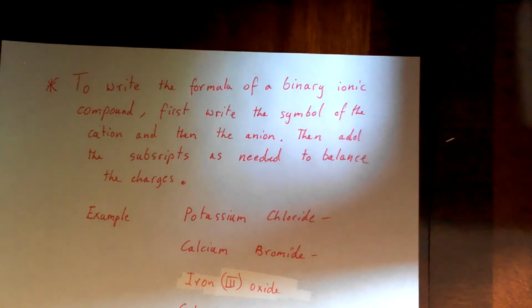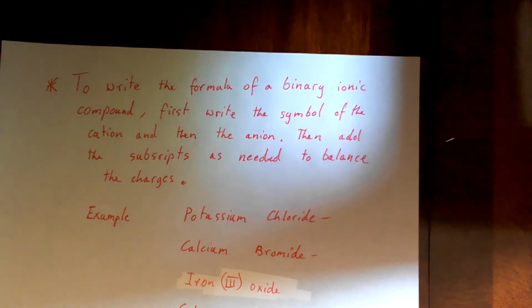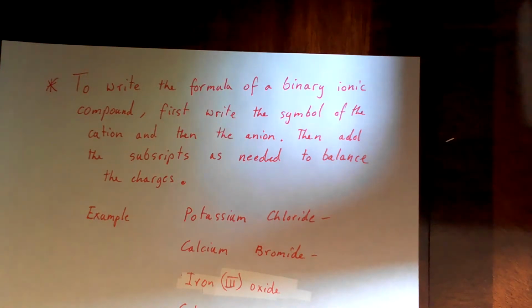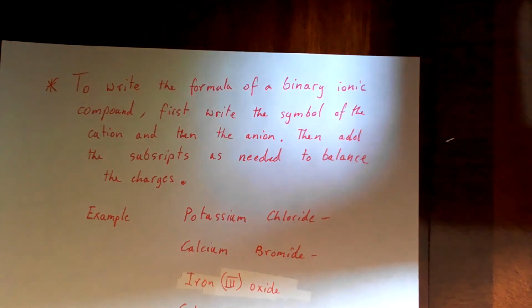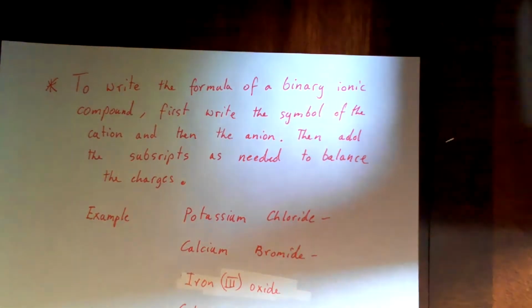The main concept is to write the formula of a binary ionic compound. First, write the symbol of the cation and the anion. Then add the subscript as needed to balance the charges. I'm going to provide you with a few examples here. The first example is potassium chloride.